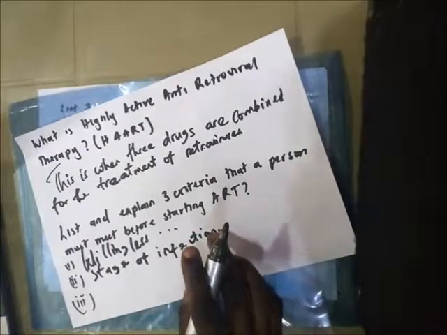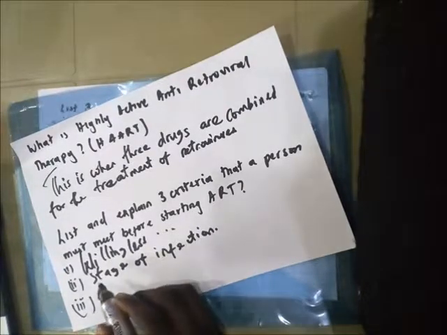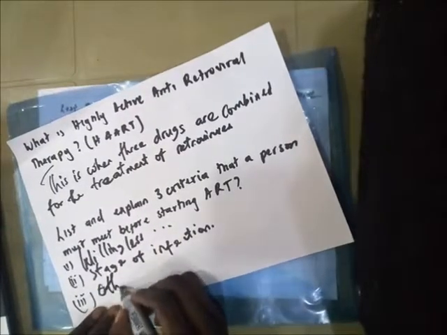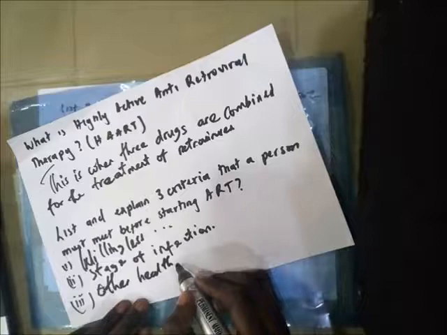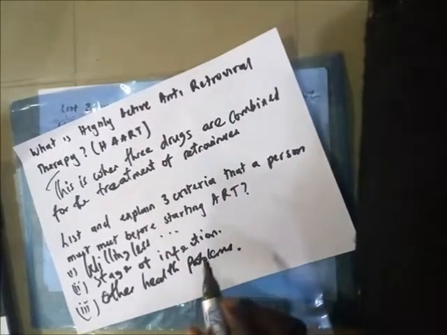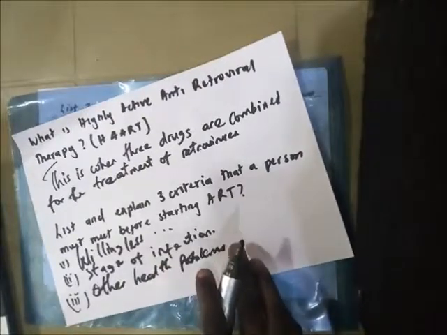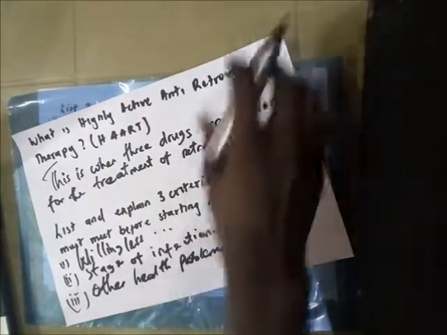And then look at other health problems. You also have to consider other health problems. Is the person diabetic, or having malaria, or asthmatic? You have to look at other things. Okay, I think that's all for this question: willingness and readiness, stage of infection, and other health problems. You must be able to list and explain them.